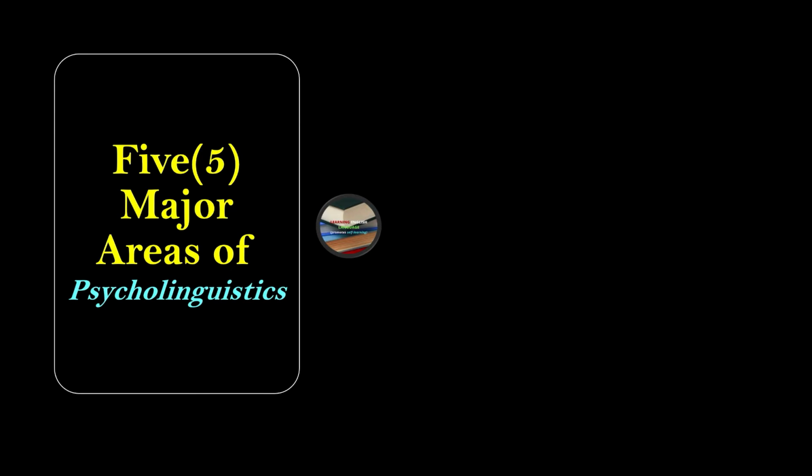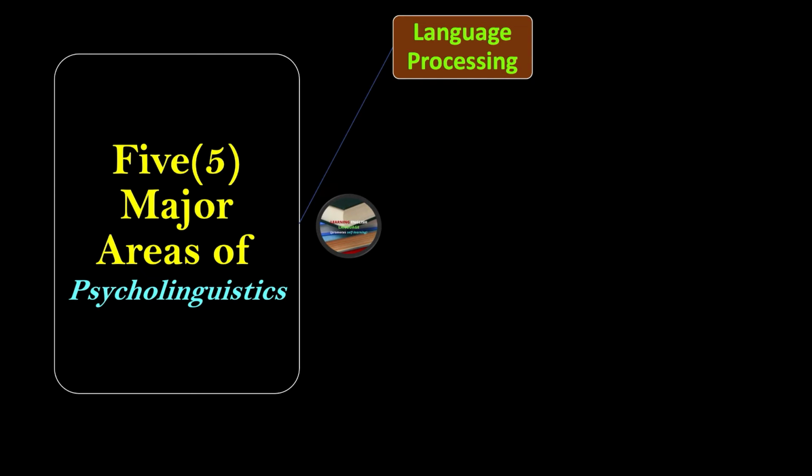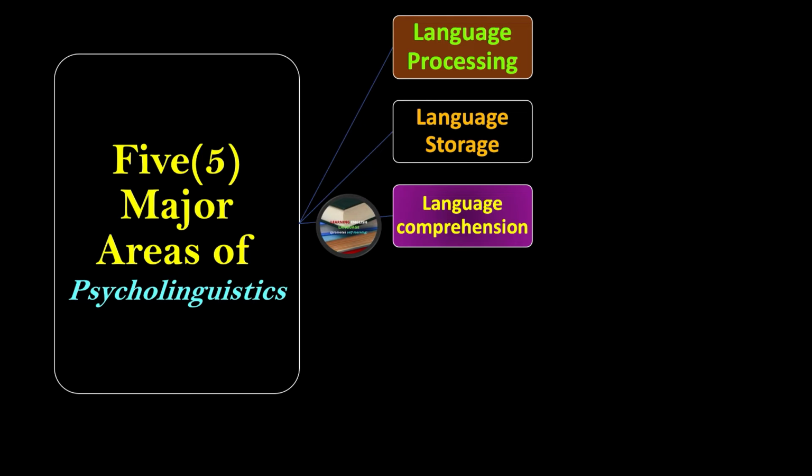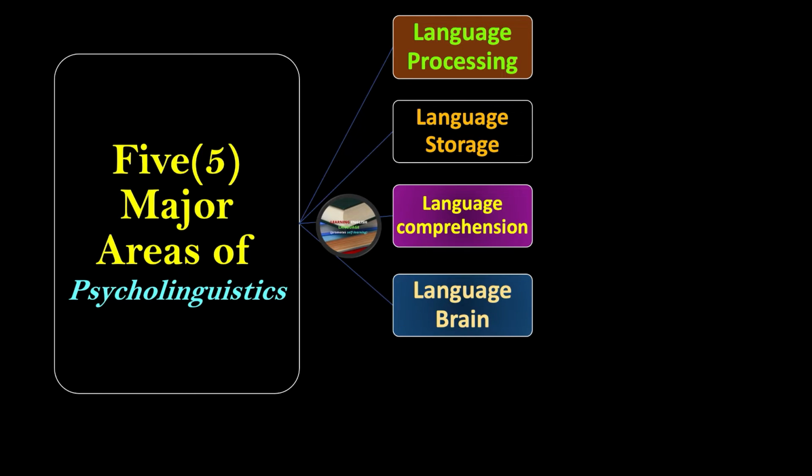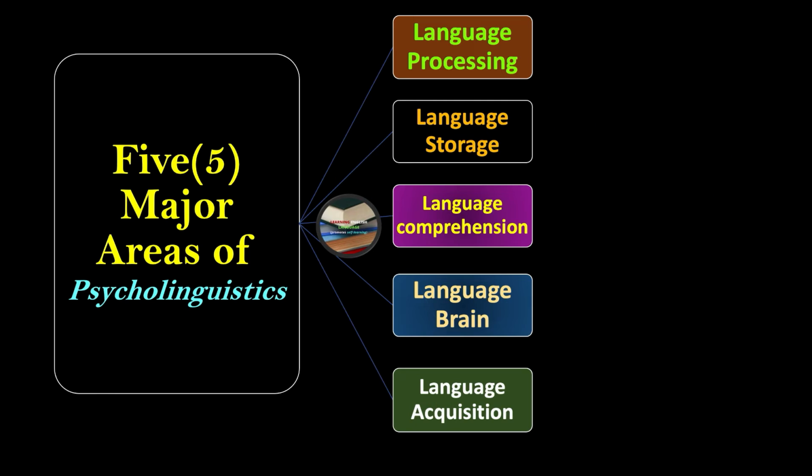This will help you understand why we say language is a product of human mind. The first one is language processing. The second one is language storage. The third one is language comprehension. The fourth one is language brain. And the fifth one is language acquisition. Let's talk about each one of them in brief.